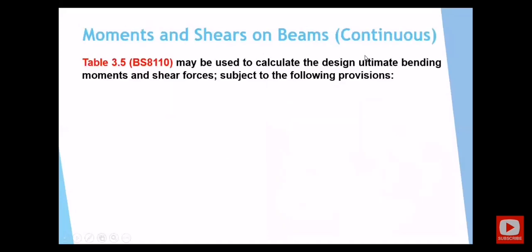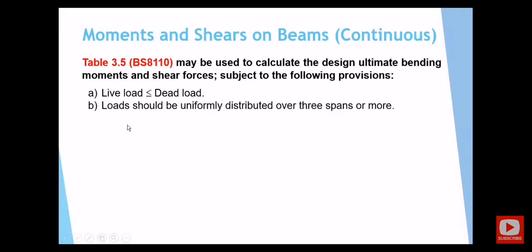Okay, in continuous beams, the bridge standard gives a table 3.5 that can be used to find the ultimate bending moment and shear forces, but under some conditions. We cannot use table 3.5 unless we satisfy the following three conditions. First, the live load on the beam should be less than or equal to the dead load.